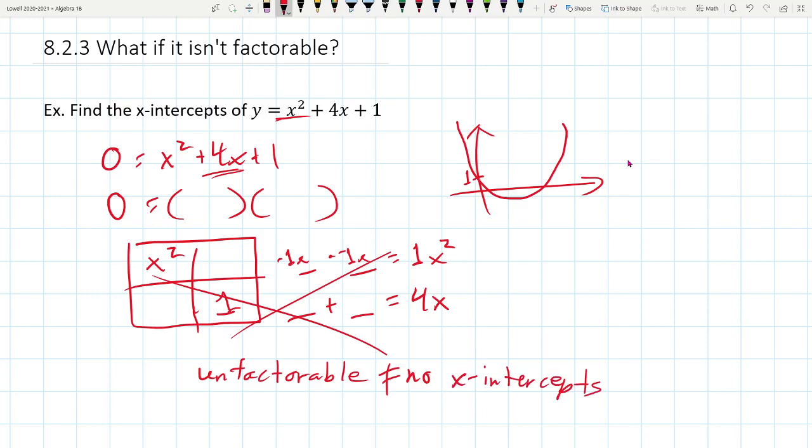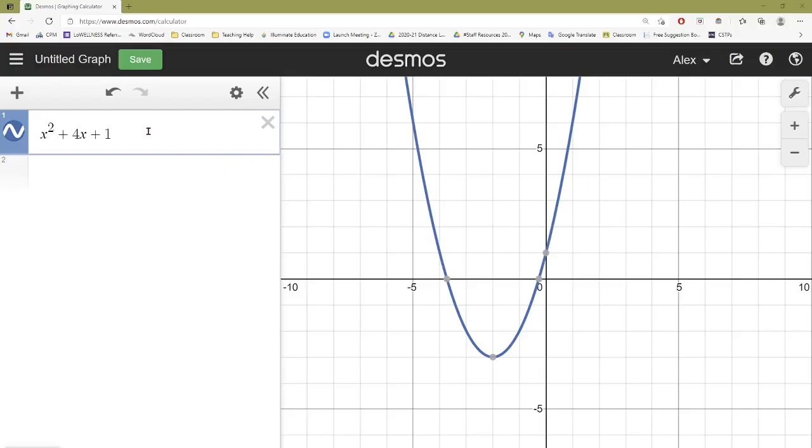Okay, so I'm going to pull up my Desmos here and show you what this graph actually looks like. Alrighty, so we're back in Desmos here, and we can see, again, my function x squared plus 4x plus 1 actually does have x-intercepts. And so, as expected, it's got a y-intercept of positive 1, and it actually does go below the x-axis here, and it opens up. So if it goes below the x-axis and opens up, of course it's going to have x-intercepts.